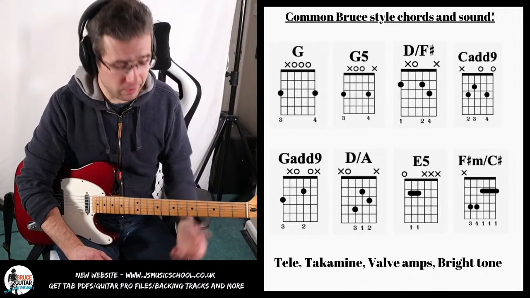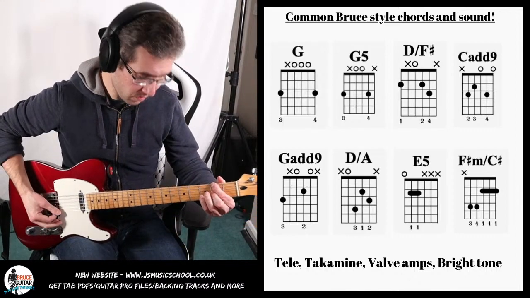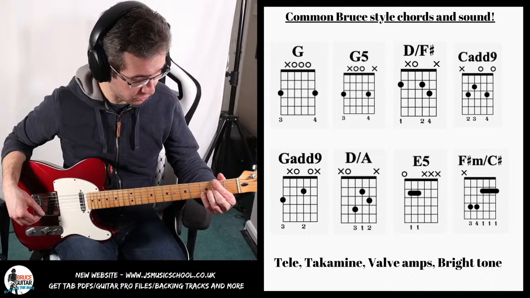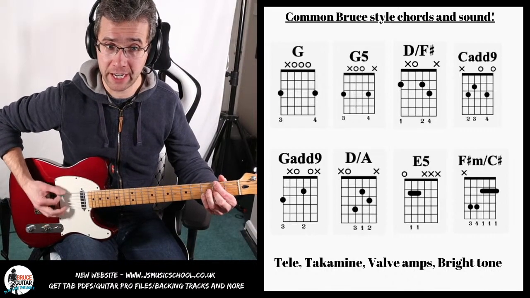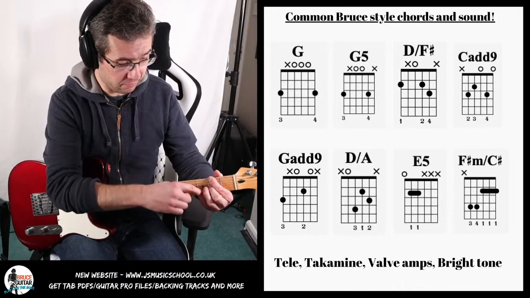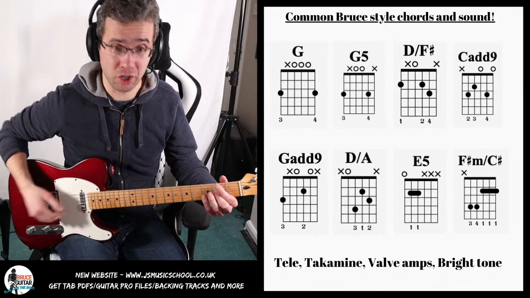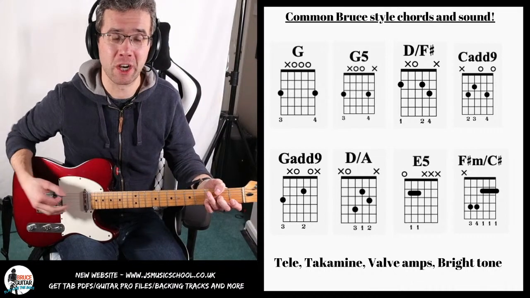So he'll often play that with his thumb, but you might also want to play that D over F sharp. Again, you'll have to block notes out as well. I'm blocking the A string and the high E there. Play it with your first, second, and third or fourth finger. So that's a D over F sharp. He'll often play it with his thumb.